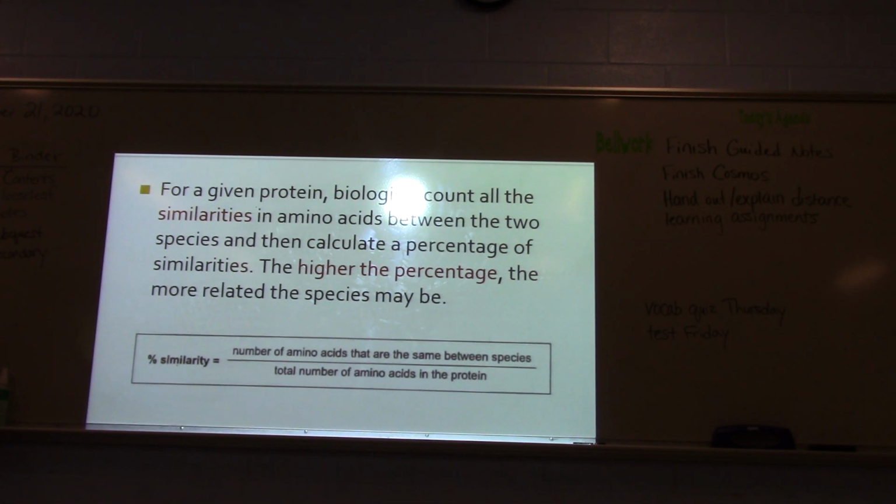Okay, and for each protein, you're going to count the number of similarities in amino acids and then calculate a percentage of similarities. So the higher percentage, the more related the species are going to be. So there's just a little math equation here. The number of amino acids that are the same, divided by the total number of amino acids, is going to be your percent of similarity.